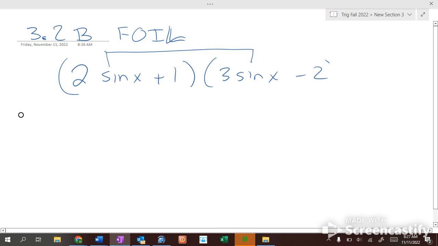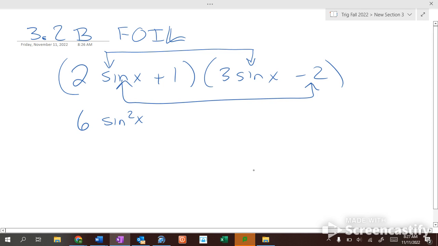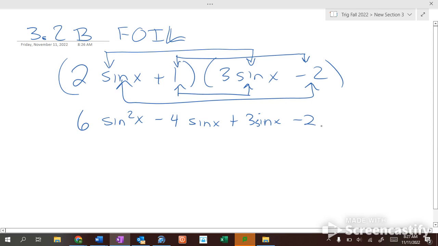So what's first times first? 2 sine of x times 3 sine of x. 2 times 3 is 6. Sine times sine is sine squared. Outers. 2 times negative 2 is negative 4 sine of x. Inners. 1 times 3 is 3 sine of x. Last times last, negative 2. And then, as a general rule of FOIL, the middle two terms generally were like terms.